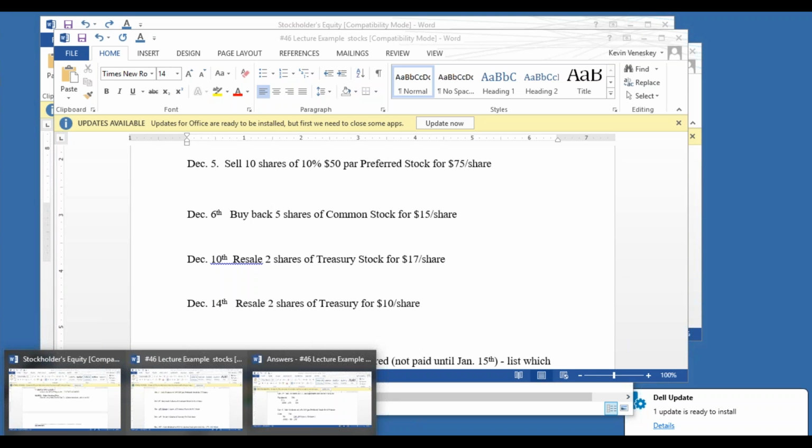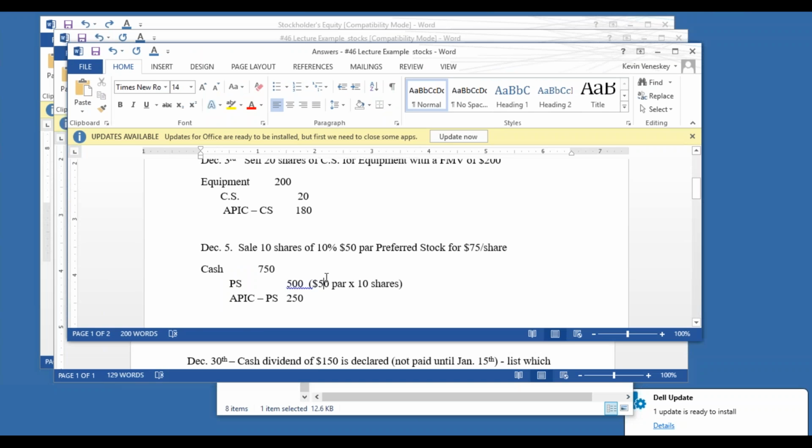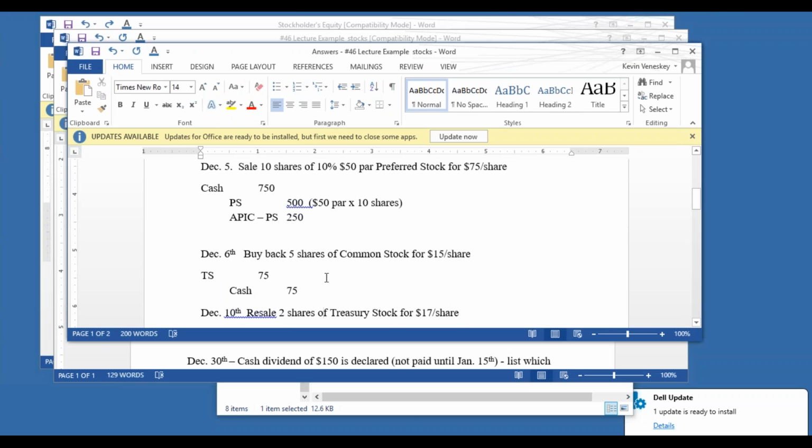Remember, that's a contra account. And so I'm going to debit my treasury stock because that's what I'm getting. It's a contra owner's equity.